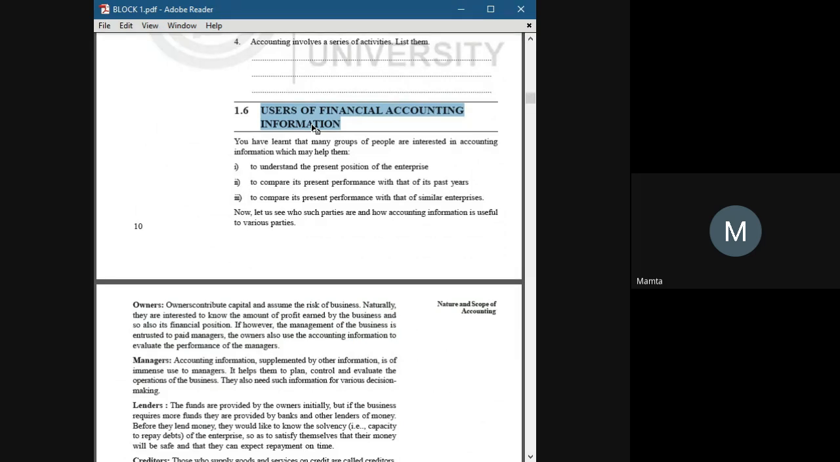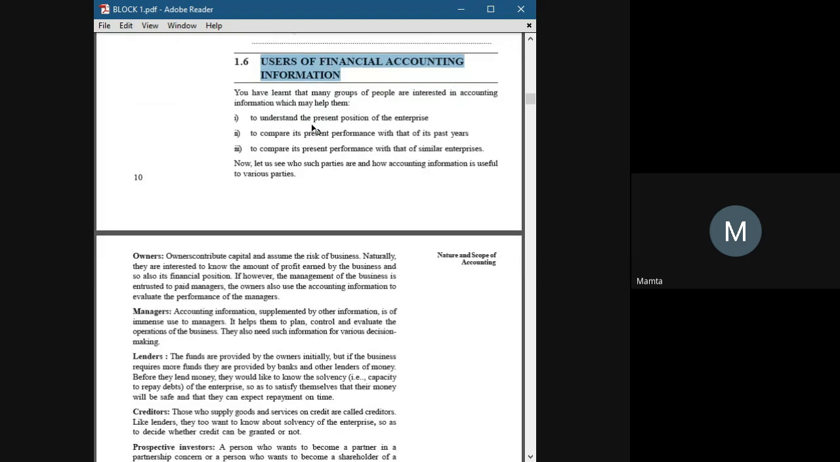Sometimes we want to know where our company stands in the market. To understand the current position of our enterprise in the market, we have to make accounts. We have to prepare the books of account for our business. Comparing the present performance with that of the past is also known as intra-firm comparison.